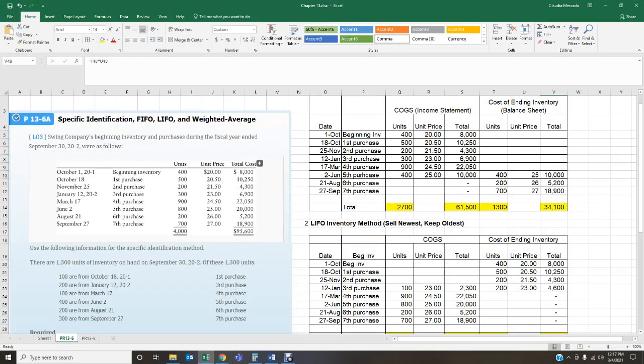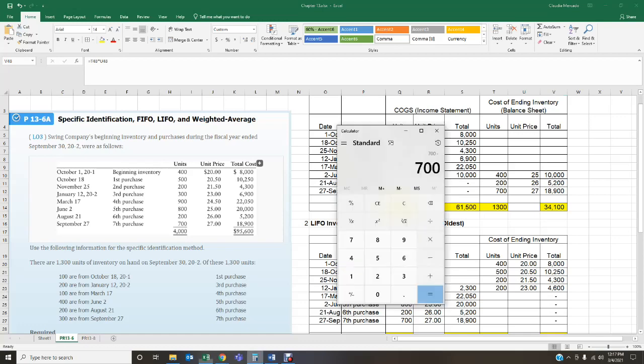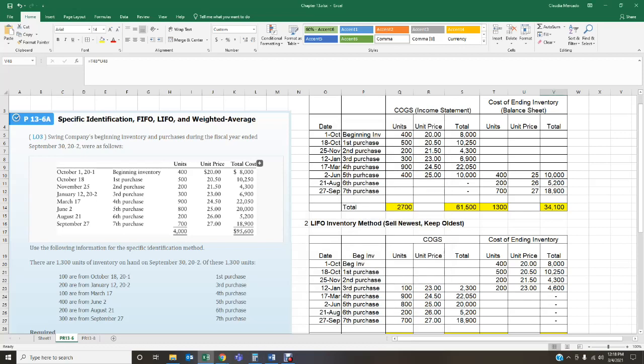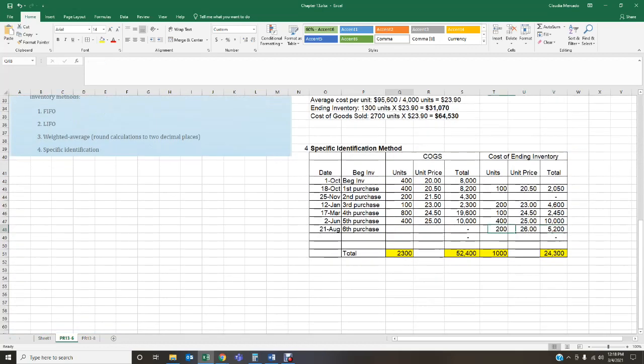Out of those 700, we have 300 sitting in our warehouse. So we have 700, and then we're going to subtract the 300 that are sitting in our warehouse. That means we sold 400 units, okay? So we have 400 units that were sold at $27 apiece.